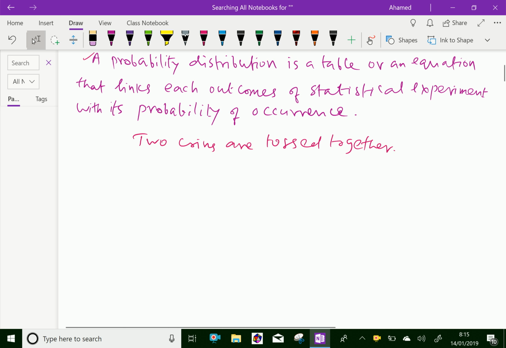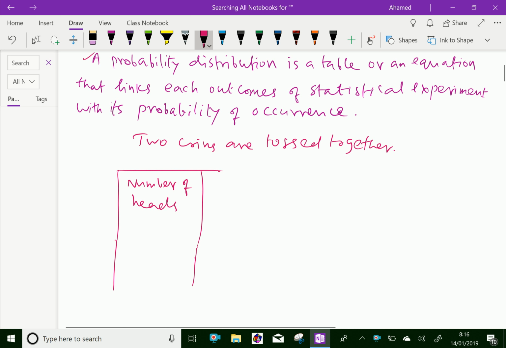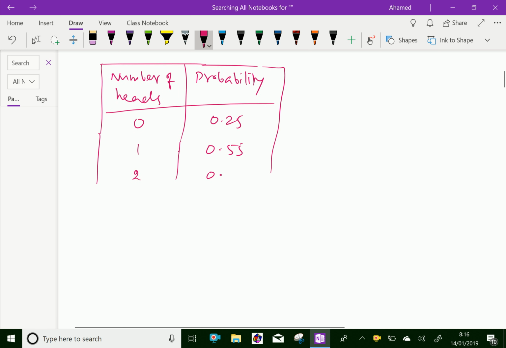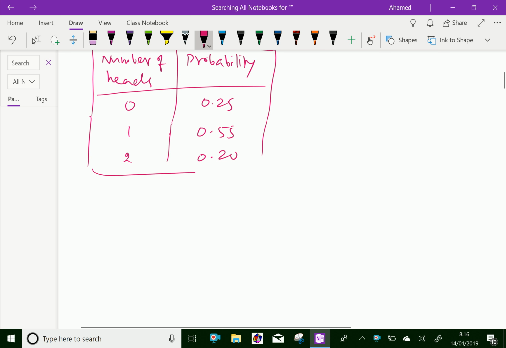Now, let us draw a table like number of heads. Suppose number of heads is an experiment, and probability we will do that. First, 0 heads, suppose its probability is 0.25. 1 head has a probability of 0.55, and 2 heads is 0.20. Therefore, here the total probability is 1.